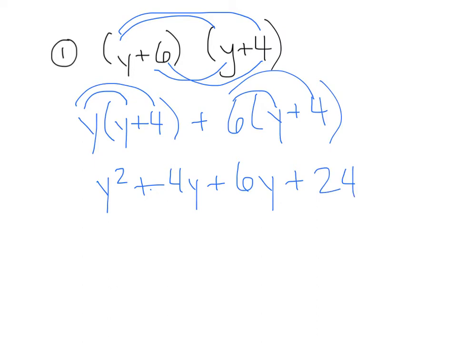And remember, now we have to combine our like terms. The 4y has just a y, and the 6y has just a y. So we're going to have y squared, and then 4 plus 6 is 10, so we're going to have 10y plus 24. So that's our answer.